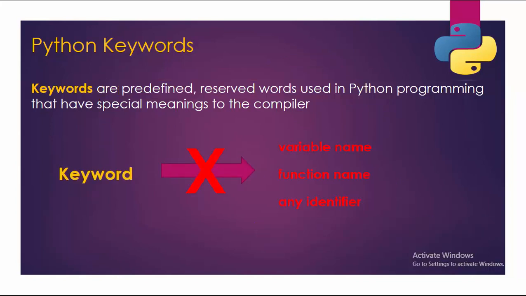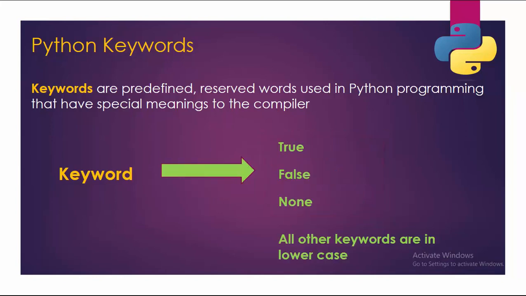As keywords are predefined reserved words in the Python programming language, they are already occupied, so we cannot use a keyword for a variable name or any function name or any other identifier. There are multiple keywords in Python, but keep in mind all other keywords are in lowercase other than these three: True, False and None.